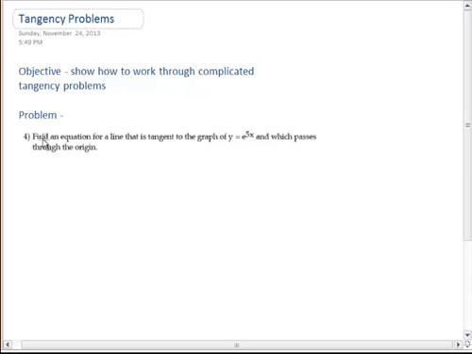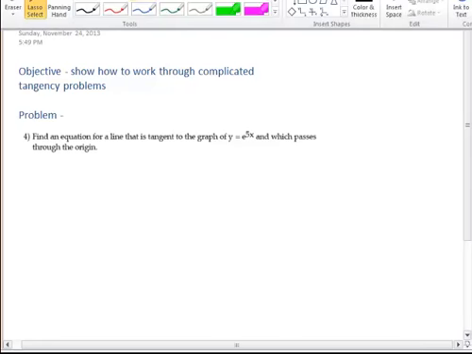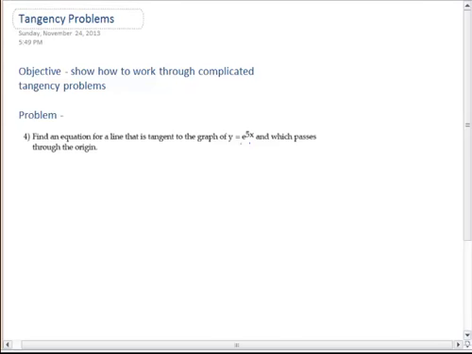What we're going to work on today is how to work through some complicated tangency problems. What we're going to first look at is finding an equation for a line that is tangent to the graph of y equals e to the 5x, and the tangent line passes through the origin.